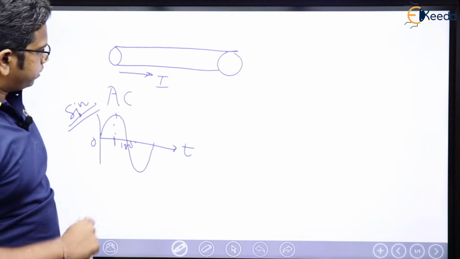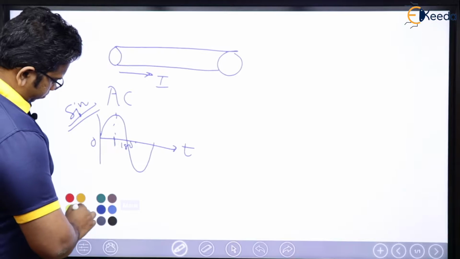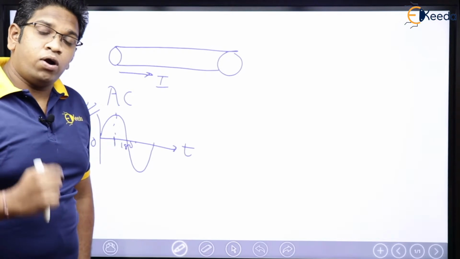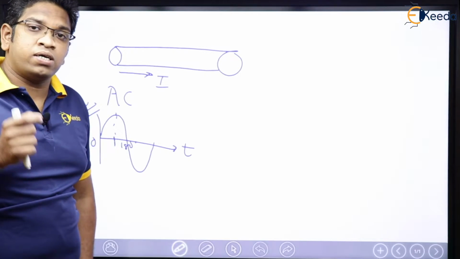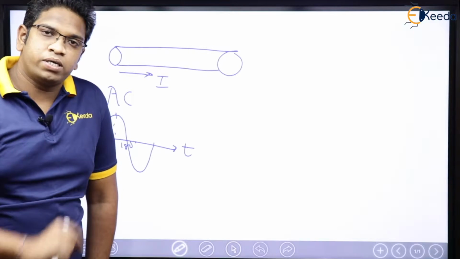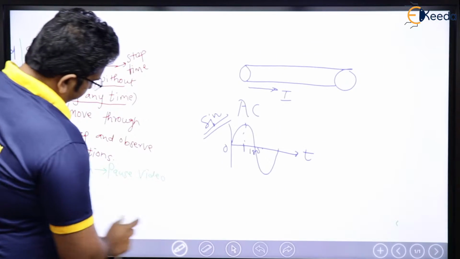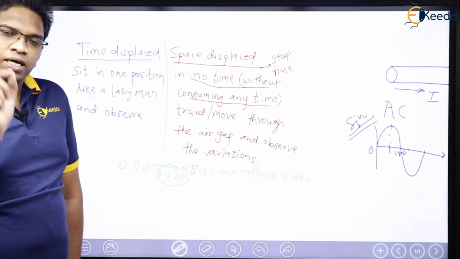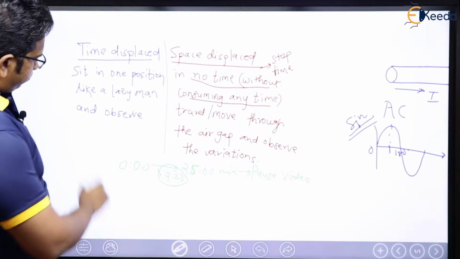Now, focus here. What was my criteria? What were the different conditions which had to be satisfied in order to tell that the particular parameter is time displaced? We know it. See here, what is that? Sit in one position like a lazy man and just observe the variations.